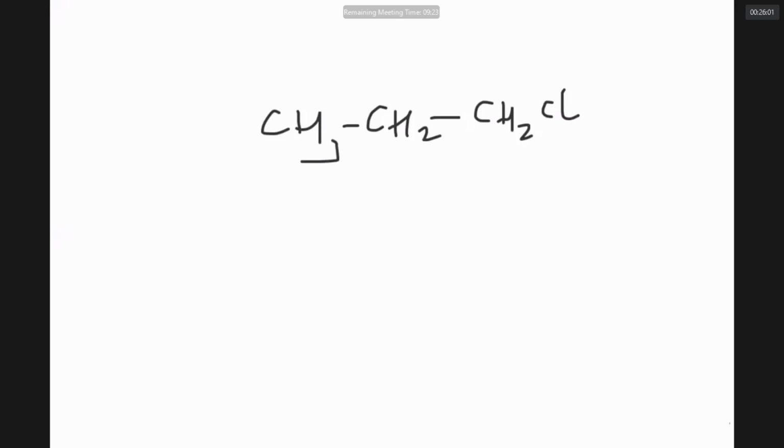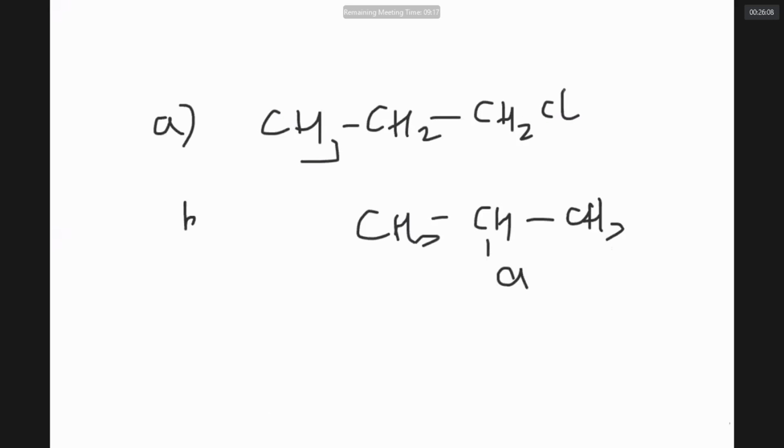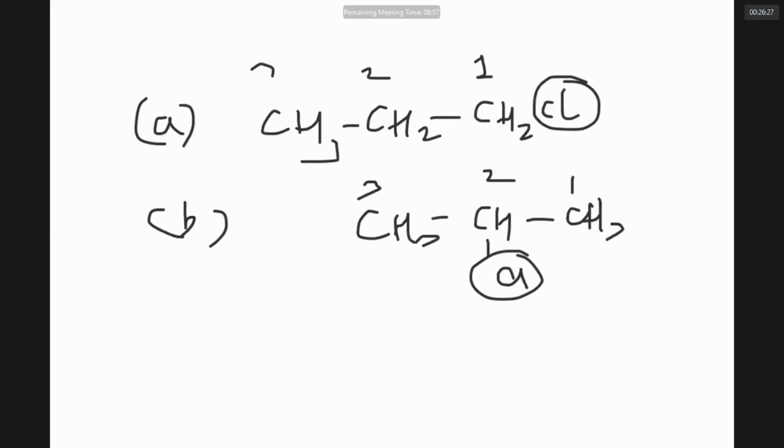1-chloropropane, 2-chloropropane. How are they related, sir? A and B are related as functional isomers, position isomers, chain isomers, or ring chain isomers. They are position isomers. Both have a continuous chain of 3 carbons. Both have the same chain, but they differ in the position of Cl, so they are position isomers.